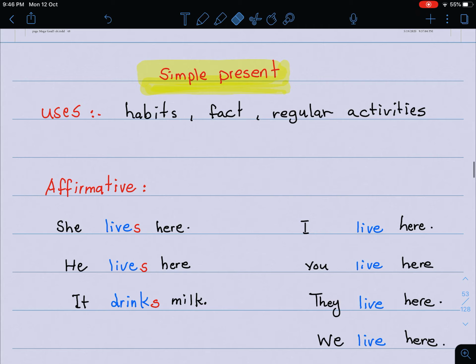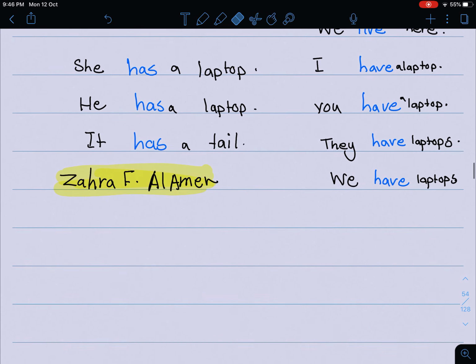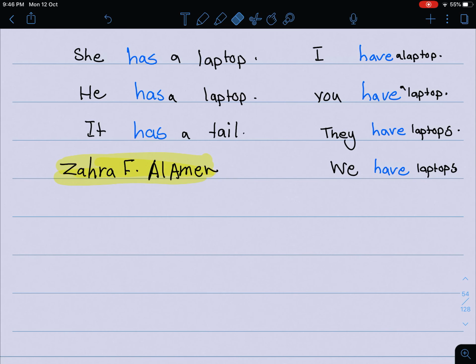As for the plural, or with I, you, they, we, the verb takes no s. I live here, you live here, they live here, we live here. This is for the affirmative statement with the main verbs.